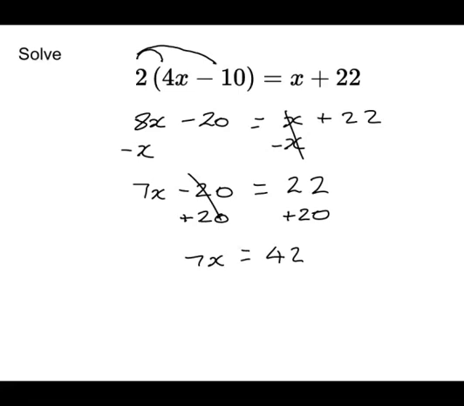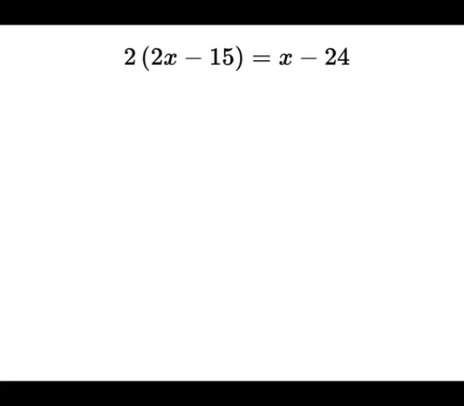Next step is we want to get rid of the 7. 7 is multiplying with the x, so we have to divide by 7 to both sides. So 7 divided by 7, that cancels each other out, and we're left with x equals, and 42 divided by 7 is 6.